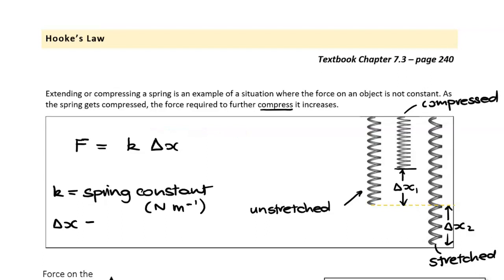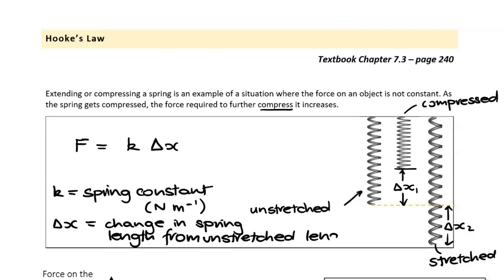All I care about is the stretched or the compressed length, the change in length. So delta x equals change in spring length from unstretched length. I also referred to this as the equilibrium position. That's when it's just hanging out and not doing anything, and the net force upon it is 0.